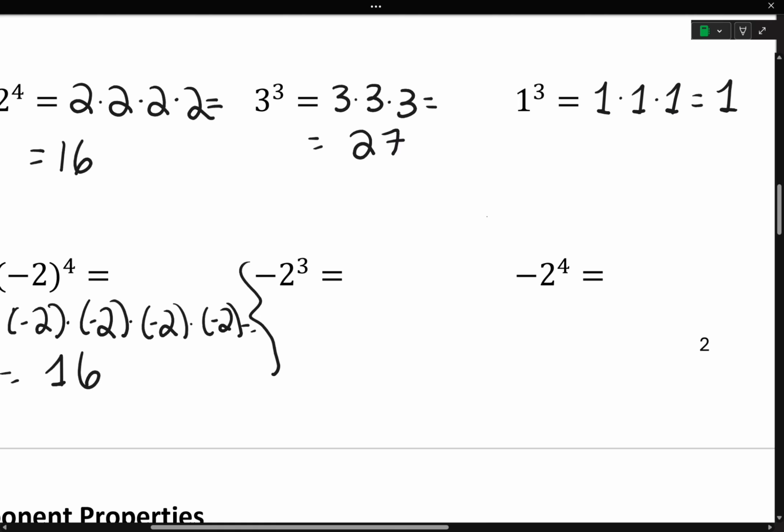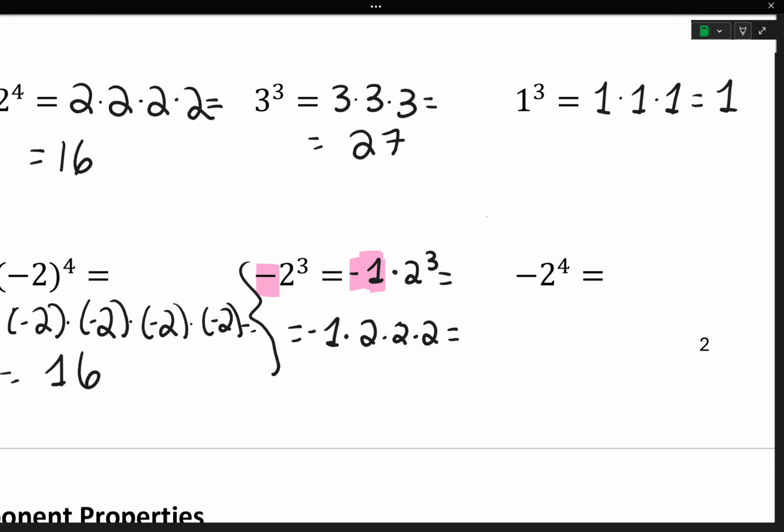Negative 2 to the power of 3 is actually negative 1 times 2 to the power of 3. I know that's weird, but when we have a negative in front of a base number, it's actually a negative 1 out front. It's that invisible negative 1. So what this really is, is negative 1 times 2 times 2 times 2, which is negative 8.